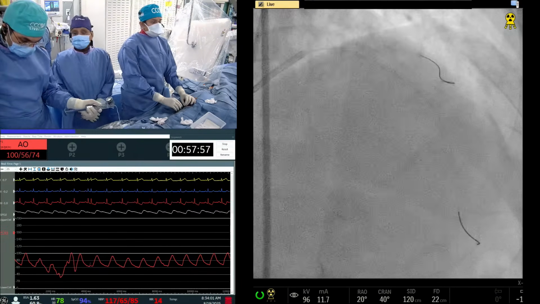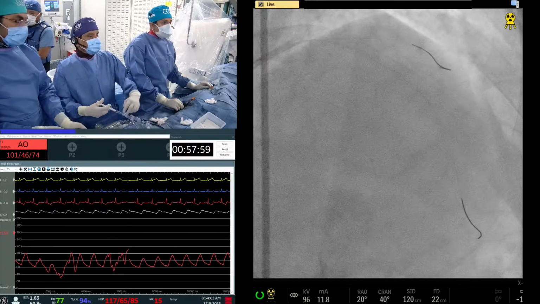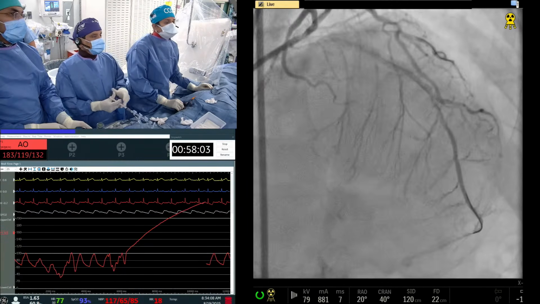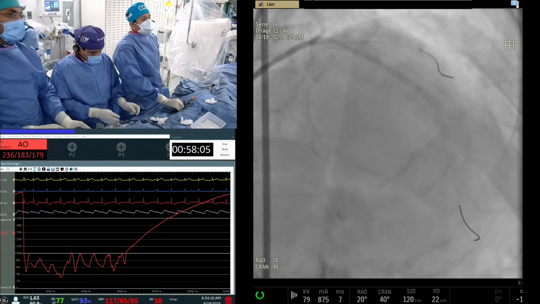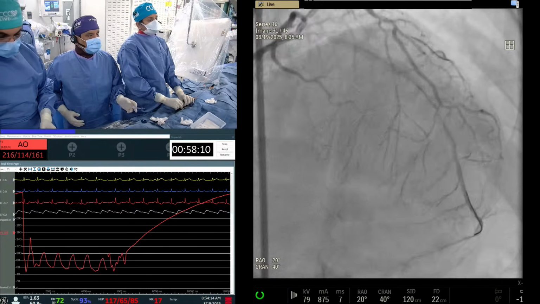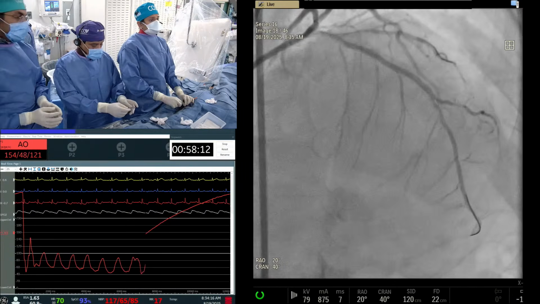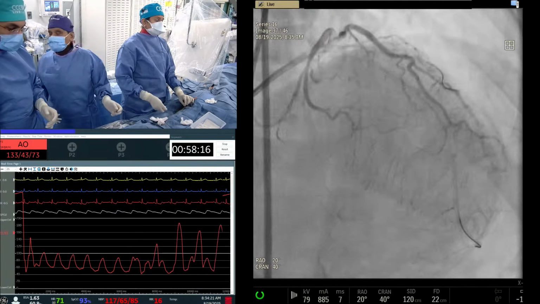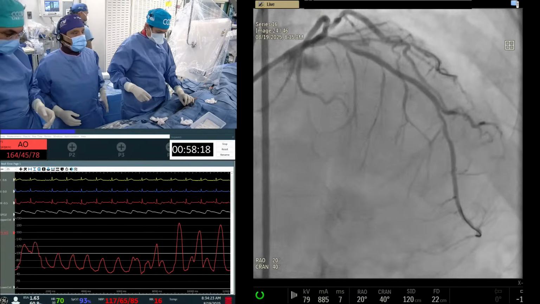Okay, ready? Yep. Yeah, 2.25. There is a 2.25. Question is longer. For the LAD? No, 2.25 for the diagonal. A lot of disease in the diagonal. It was long disease anyway. So this is good. Let's take this out. So the question is, what is the 2.25 longer? 26? Yeah, I think 2.25 by 26.